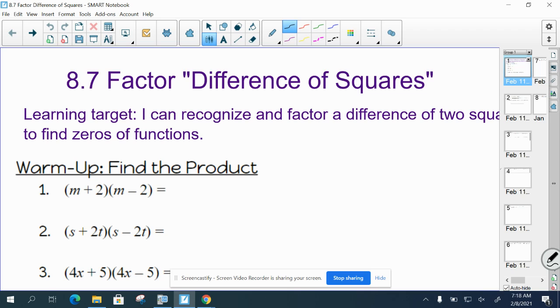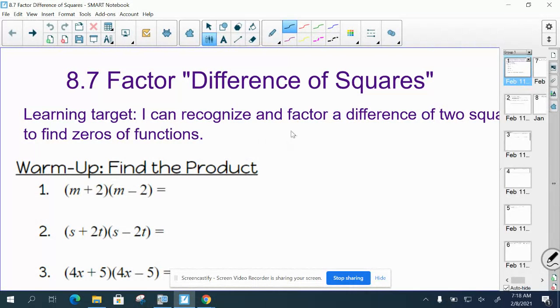This is lesson 8.7. In this lesson, we're going to learn how to factor what we call a difference of squares. This is a special type of factoring, so we're not using a C method here. We're not factoring out a common factor. This is actually the reverse of something that you've already learned before, back when we did foiling.